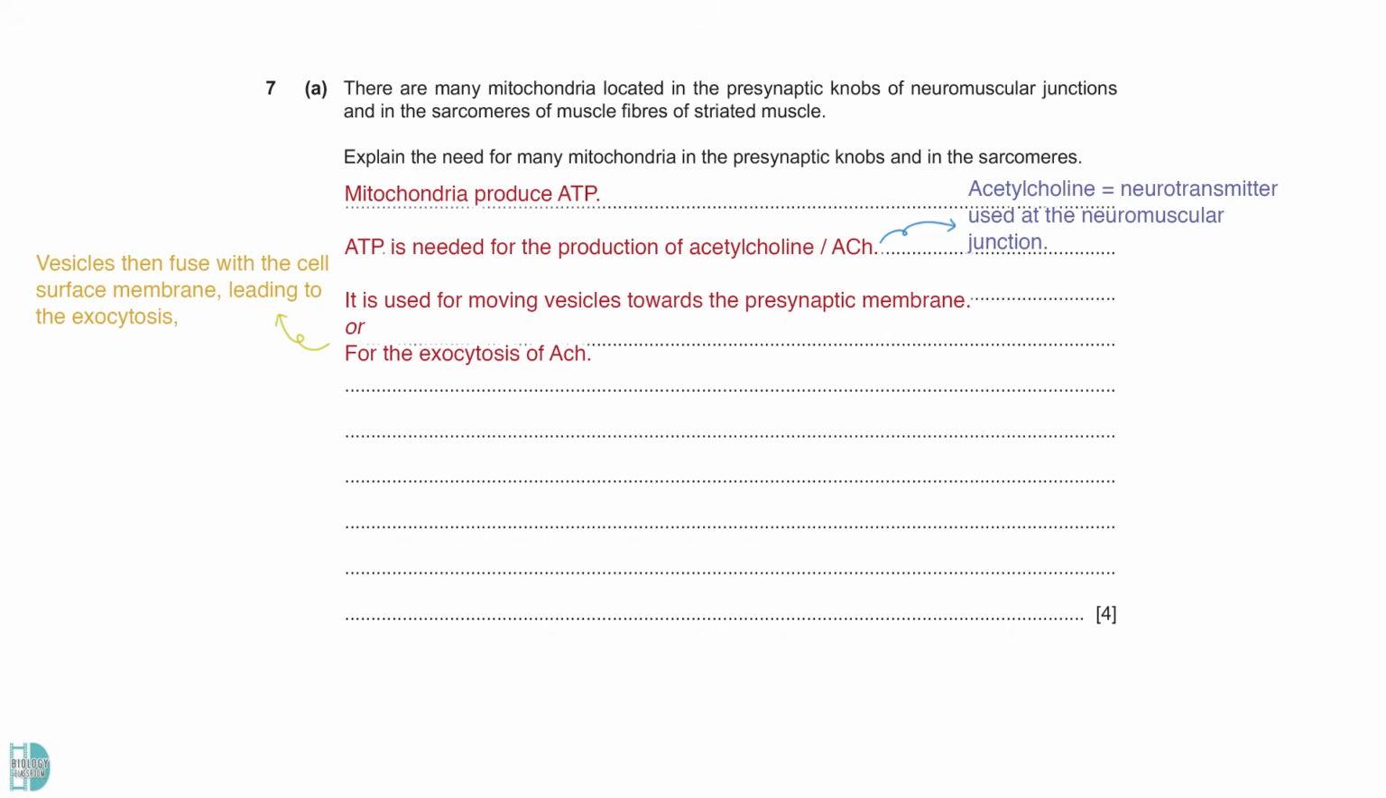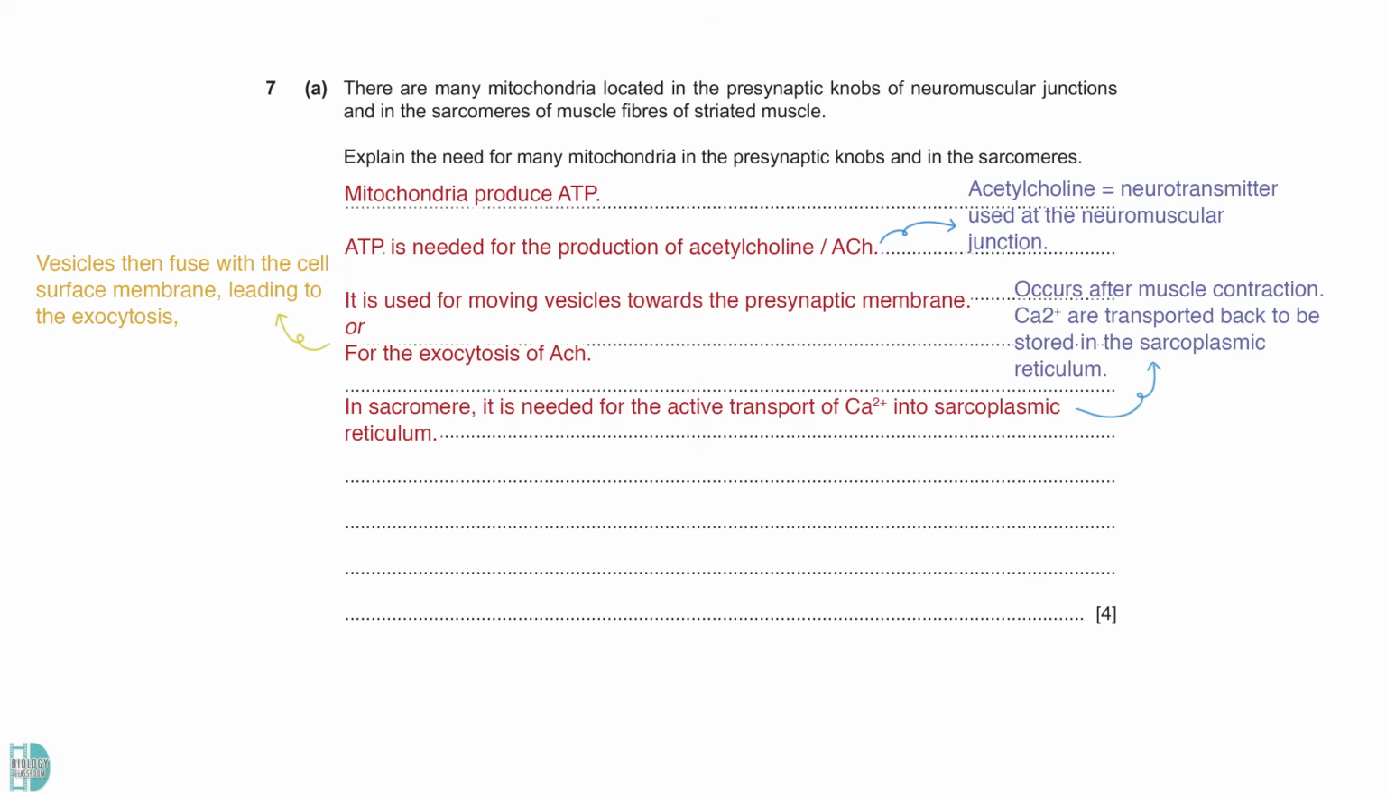Besides, energy is needed for the movement of vesicles toward the presynaptic membrane. The vesicles will then fuse with the cell surface membrane, leading to the exocytosis of acetylcholine into the synaptic cleft. In the centromere, ATP is needed for the active transport of calcium ions into the sarcoplasmic reticulum. This occurs after muscle contraction has taken place. Calcium ions are transported back to be stored in the sarcoplasmic reticulum.